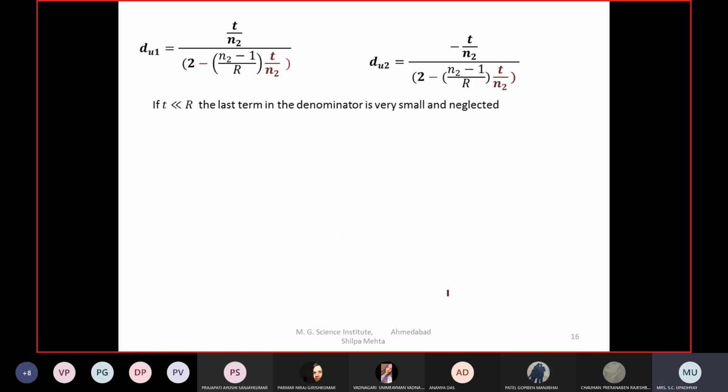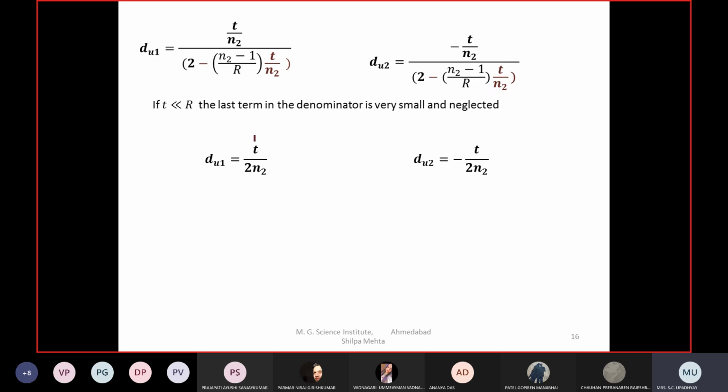Now generally thickness is always much less than r. So in the last term, t is very, very small compared to r. So we can say that the last term can be neglected. So in both of these denominators, the last term is neglected, then the position du1 is equal to t upon twice n2, and du2 is equal to minus t upon twice n2. So these are the positions of the unit planes for the thick lens system.